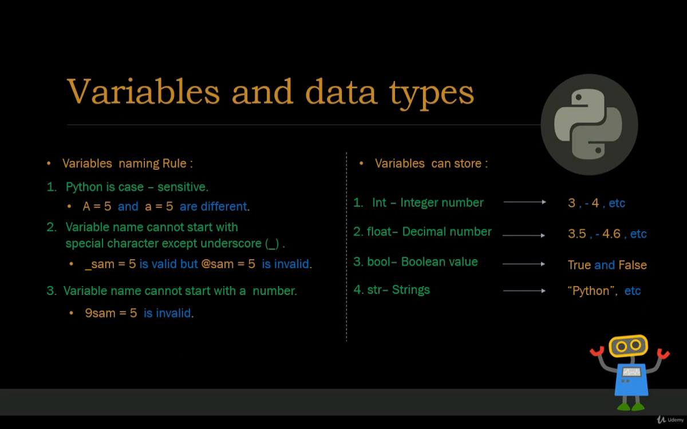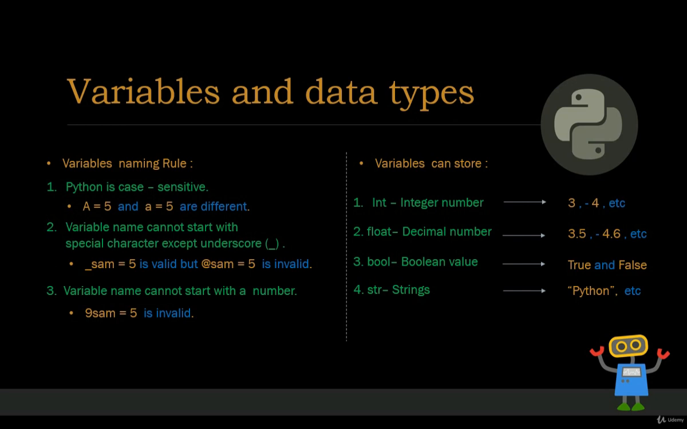Second, a variable name cannot start with a special character except underscore. So because of this, _sam equal to 5 is valid, but @sam equal to 5 is invalid. Also, a variable name cannot start with a number. So something like 1sam equal to 5 is invalid.